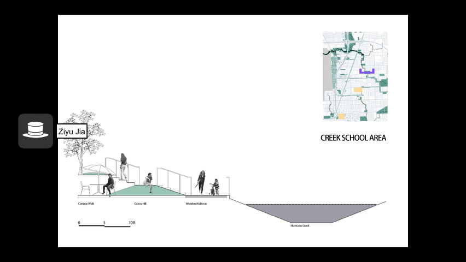This is the second section, which was cut on the part of the school area. This is a high school, so I did some design to keep those children from danger and also make the elevation more interesting.